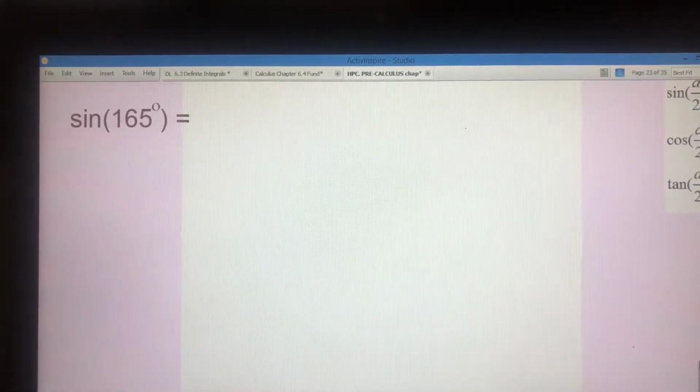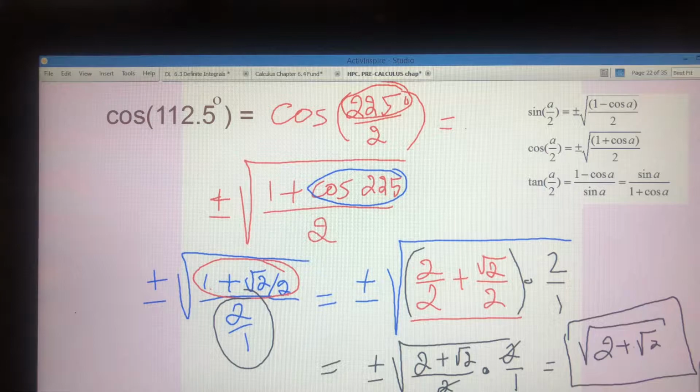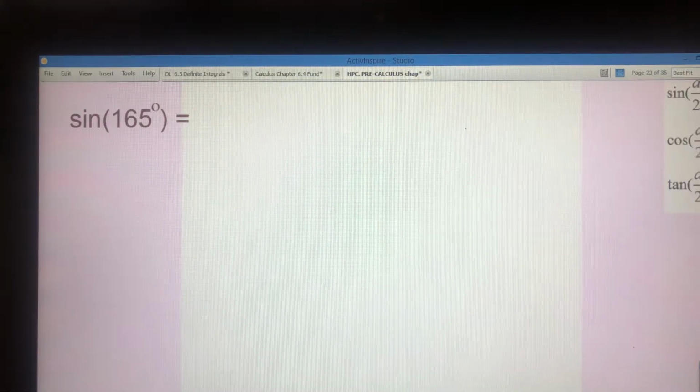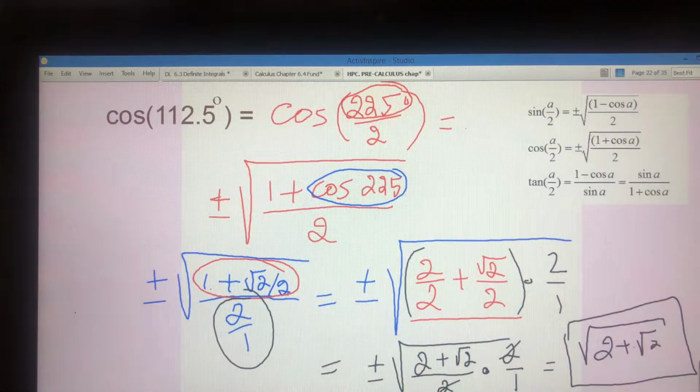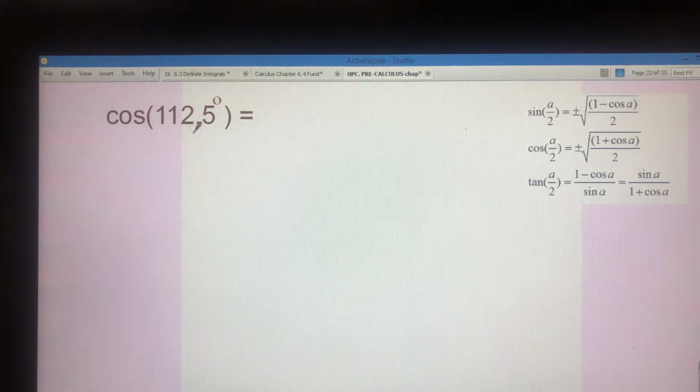Okay, for this video, I'm going to show you how to deal with the half angle formula. So how do I know it's a half? Well, here's a good one to see. See this 112.5? That 0.5 refers to half of something, okay?